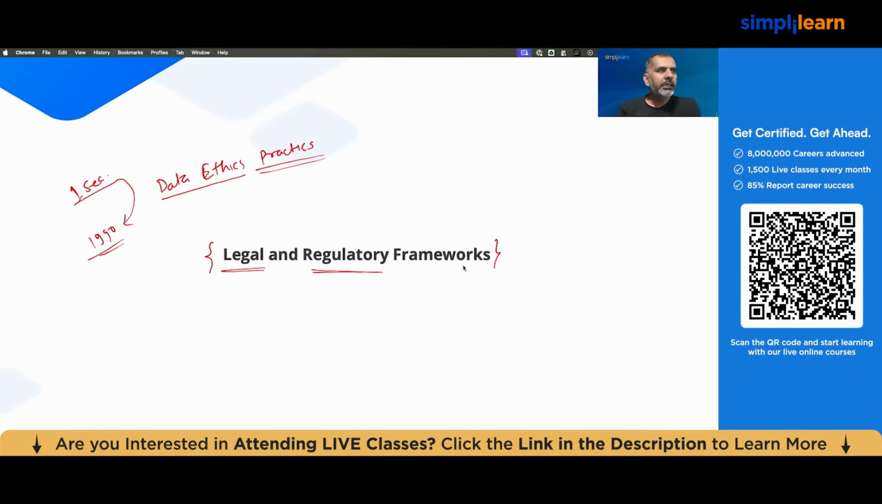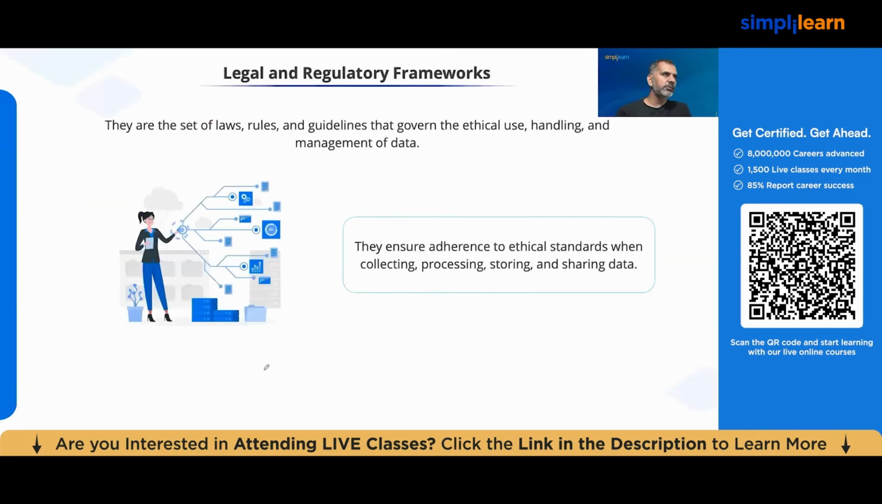Let's start with the legal and regulatory framework under data ethics. First of all, let us see what these are. You can simply define them as a set of laws and rules. The basic objective of these rules is to govern ethical data practices. When I say ethical data practices, we talk about how to use the data, how to store the data, how to process the data, and if you are sharing data with a third party, what the rules of sharing this data are. So legal and regulatory frameworks are there to govern these ethical data practices, and they ensure the ethical standards are imposed in every data organization when it is collecting, storing, using, or sharing the data.